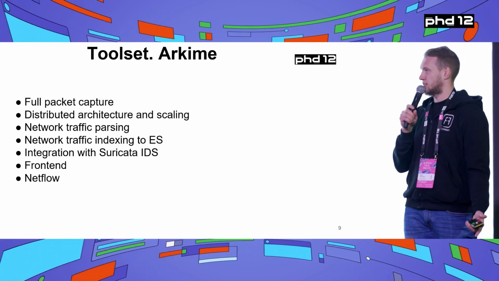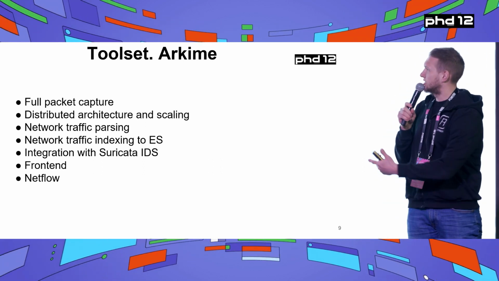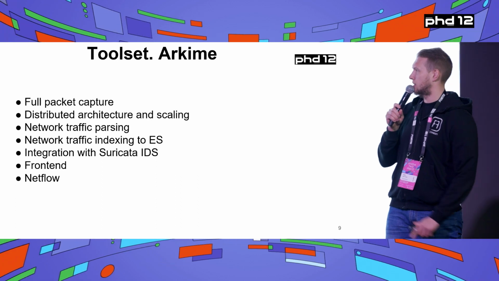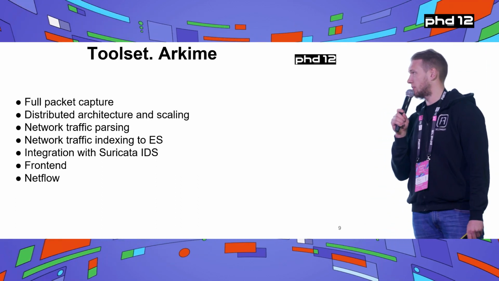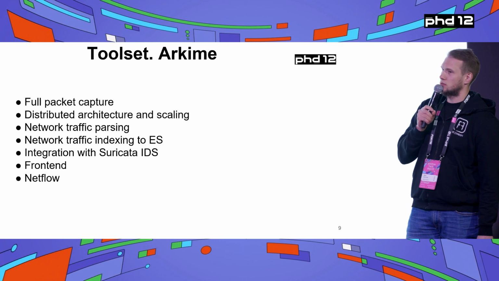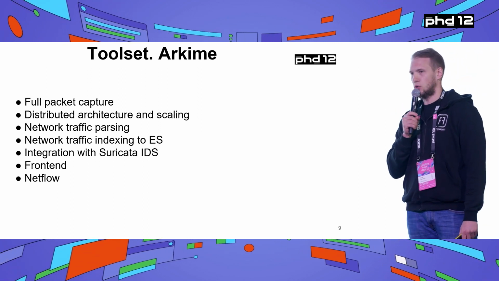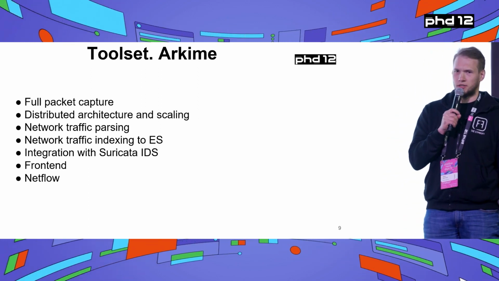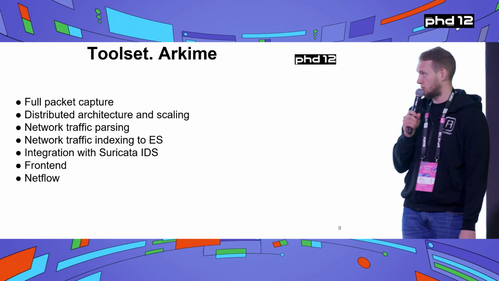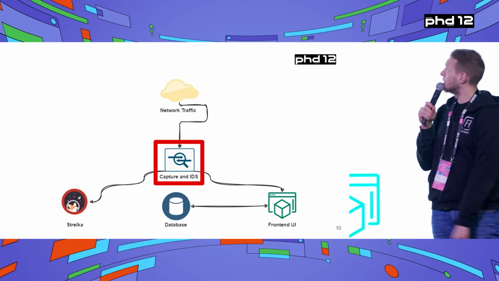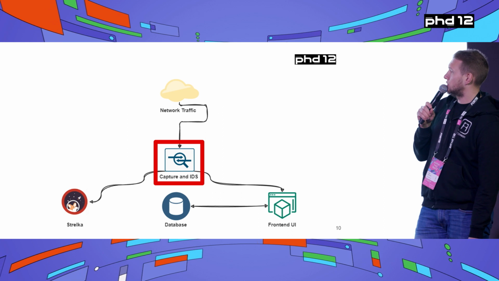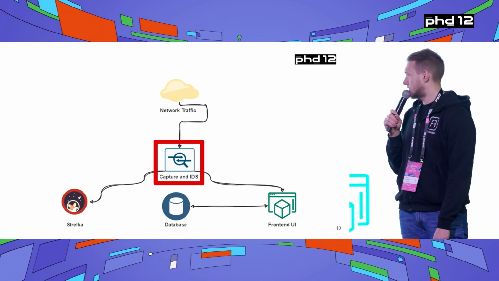Parsing, that's very clear. So that's about the possibilities of NTA. Elastic, the same thing, and integration with Suricata, that's very important. Front-end and NetFlow. If hardware cannot actually give NetFlow, this is what Arkime can do.